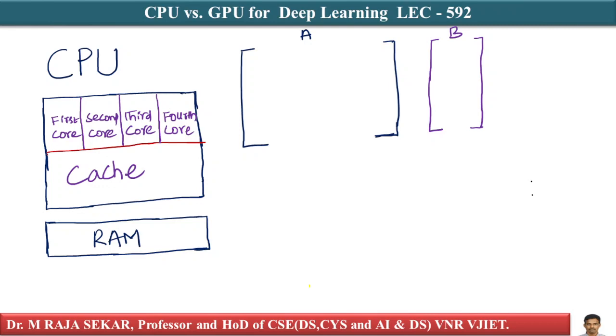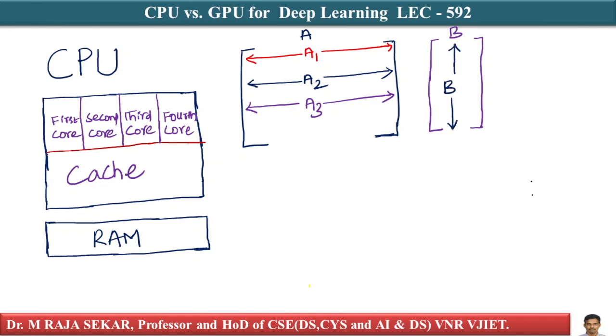Now, this row is A1, this row is A2, this row is A3, and so on and so forth. Let's call this column vector B. Multiplying both of them, I get a result. The first entry in the result is A1B, the second entry is A2B, the third entry is A3B, and so on and so forth.